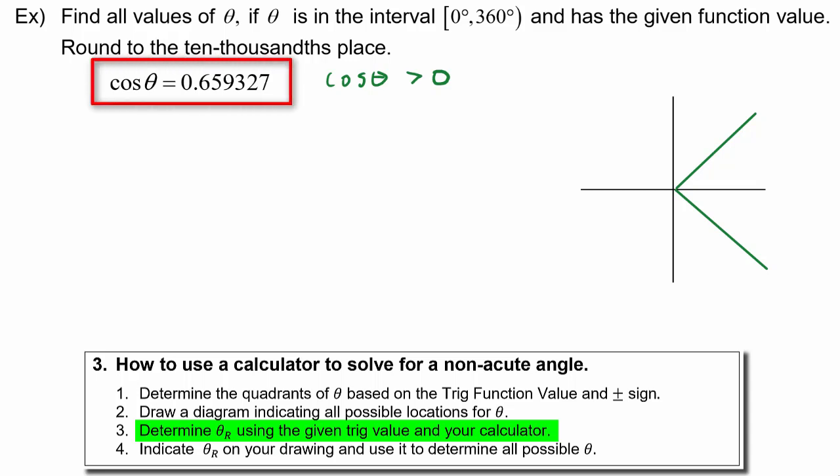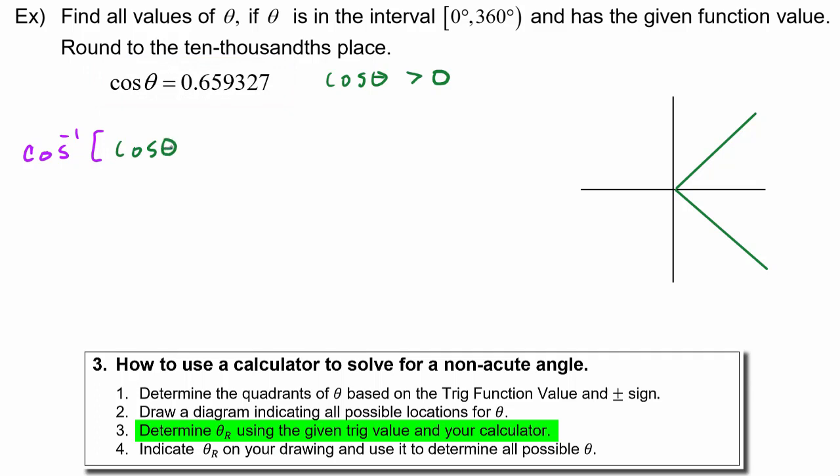So the first step here is to take the cosine inverse of both sides. So we'll take the cosine inverse of the cosine of theta on the left-hand side, and on the right-hand side we will take the cosine inverse of the given value, 0.659327.